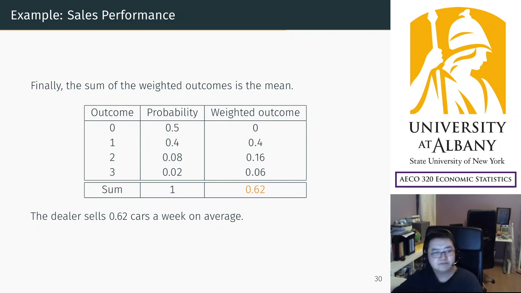So that's how we calculate the mean. It's simple, and if you get the idea, remember the mean is the sum of probability weighted outcomes. Then it's just a matter of some algebra. Just get used to it and do more exercises.